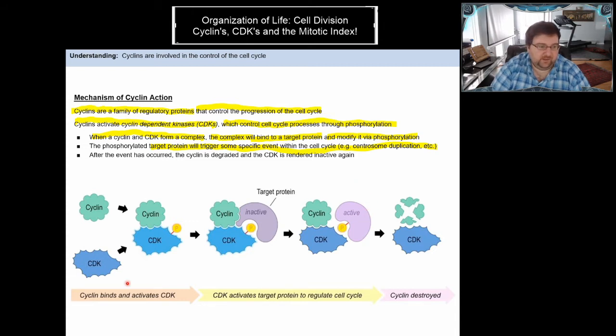Okay, what happens next? After that protein does what it's supposed to do, after the event has occurred, the cyclin is going to be degraded and the CDK is now inactive. Why is the CDK inactive? Well, it no longer has a phosphate, right? So it is inactive, and here's the cyclin. It is now degraded. It's been destroyed. When the cell is preparing for another mitotic division in interphase again, remember, because it's the cell cycle, it repeats, more cyclin will be created when it's needed.